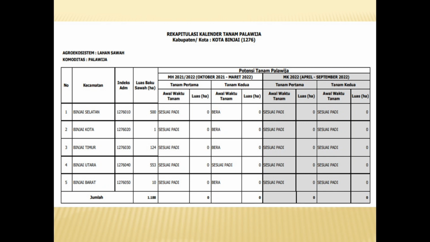Then, how is the recapitulation of secondary crop plants? As we saw previously, the recapitulation of rice is for secondary crops. So for South Binjai, there are about 500 rice fields that can be planted from October to March, and the second one was empty. But for North Binjai, we can plant rice from April to September 2022.